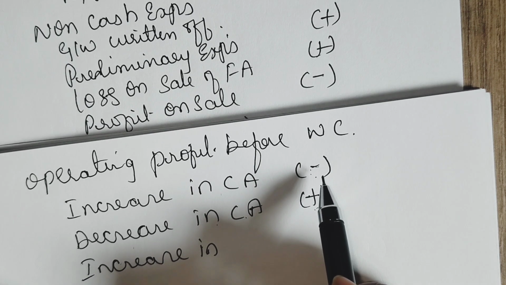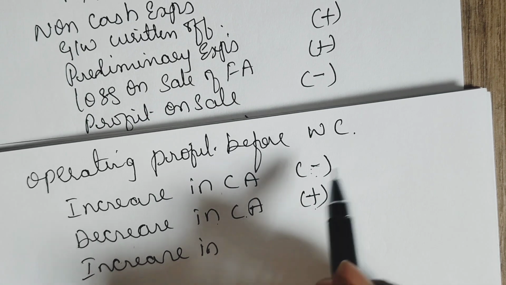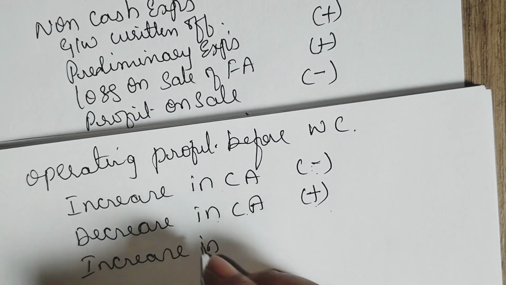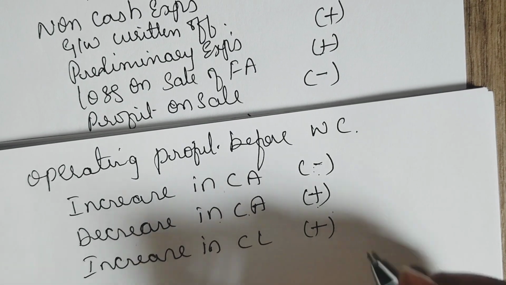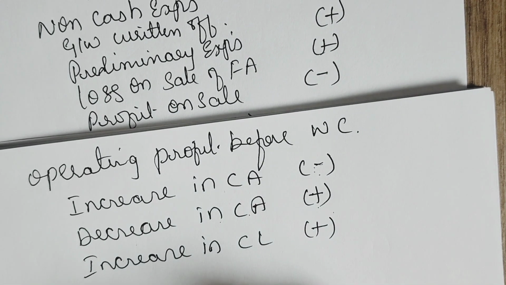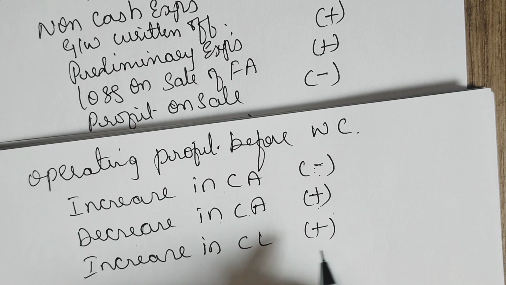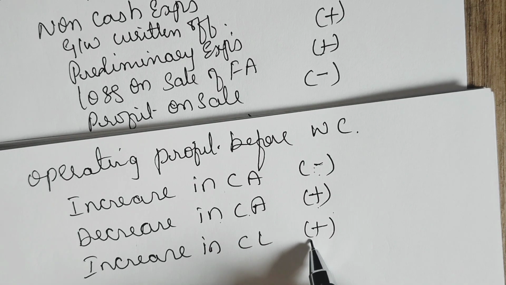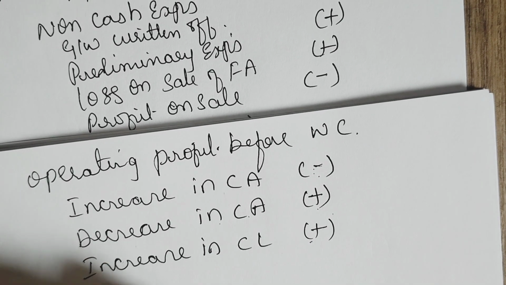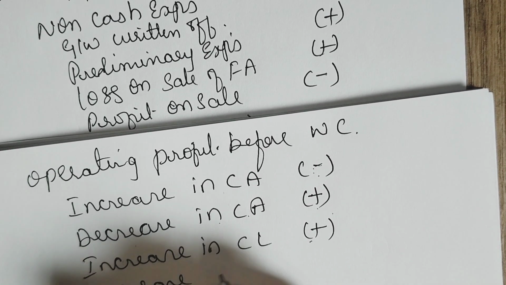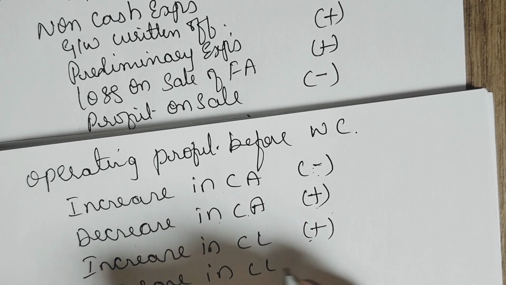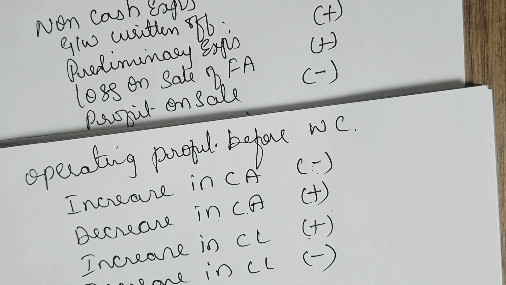Whatever cash you have received immediately in your hand and equivalent to cash, that you are going to consider. Increase in current liability, you are adding. For example, if bills payable increase, your expenses are not yet paid, so you add. Decrease in current liability, you are minusing.